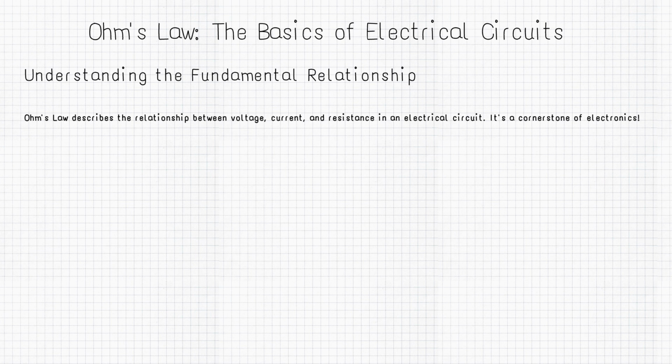This law precisely describes how voltage, current, and resistance interact with each other. It is truly a cornerstone of all electronics, guiding how we build and troubleshoot devices. Ohm's law is named after the pioneering German physicist Georg Simon Ohm. He published his groundbreaking findings on these electrical relationships in the year 1827.